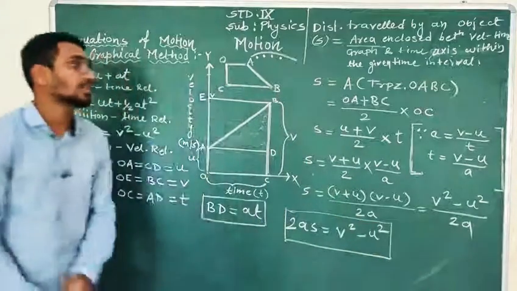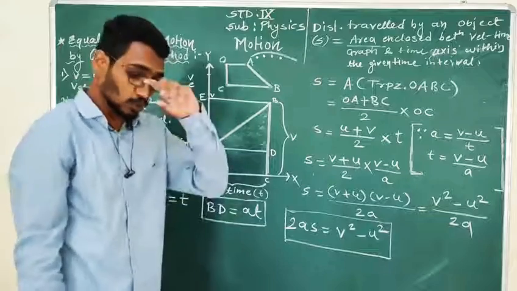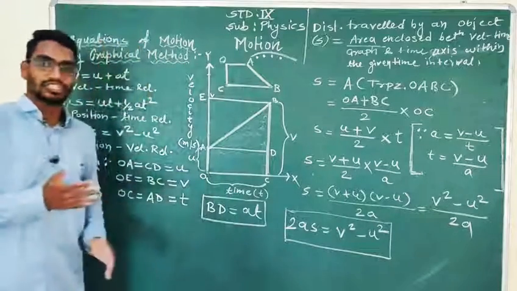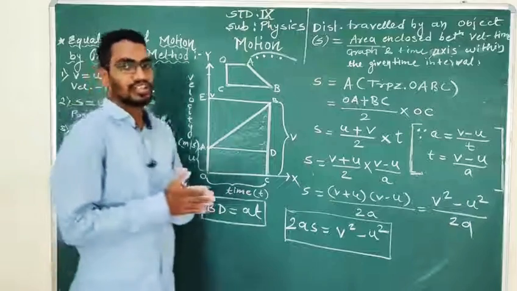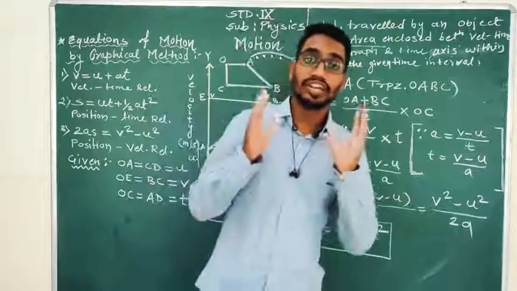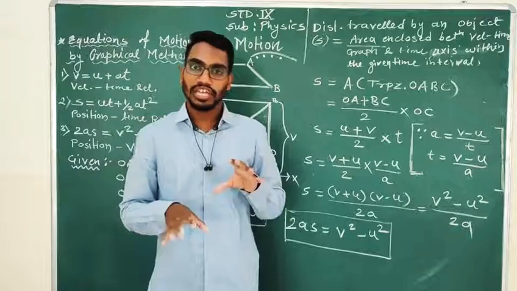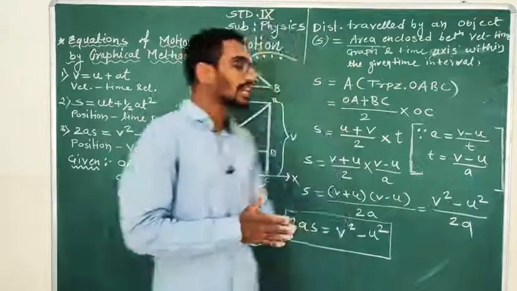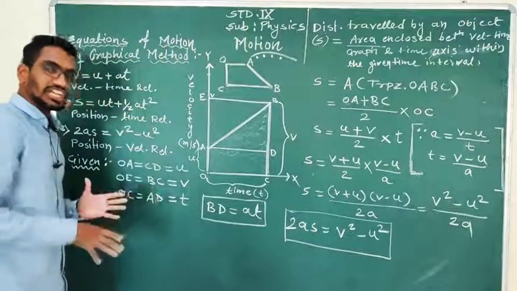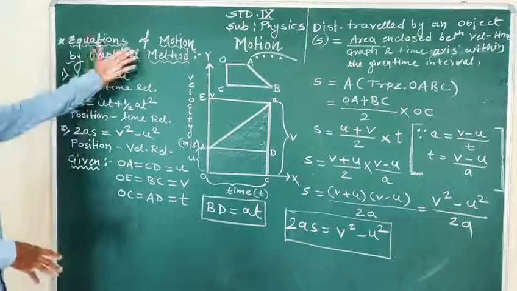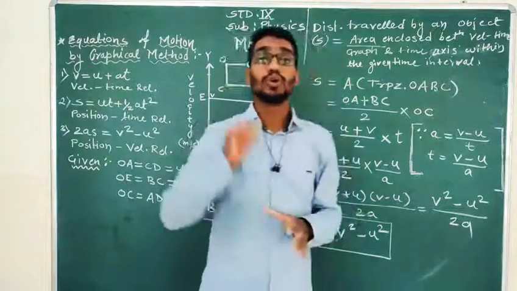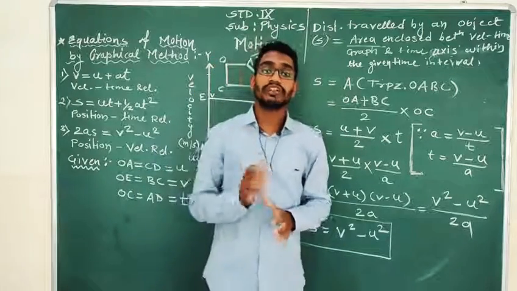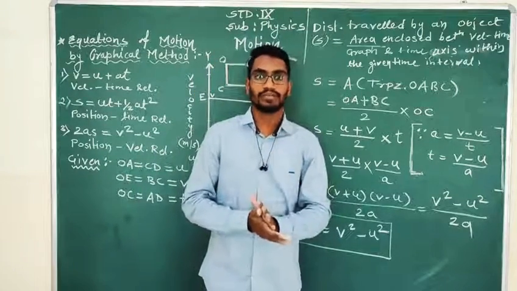So this is equation number 3, that is the position velocity relation. Are you getting me? So I am going to share the page where you get the derivations of this particular equation. So hope you understand all 3 derivations of the equations of motion by graphical method. It is very easy, just you have to write down each and every equation on your copy.